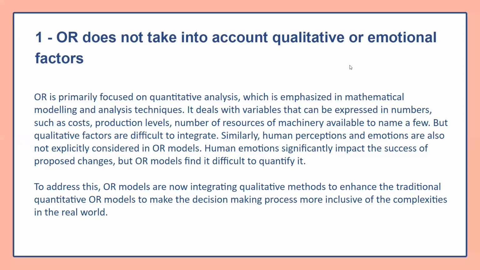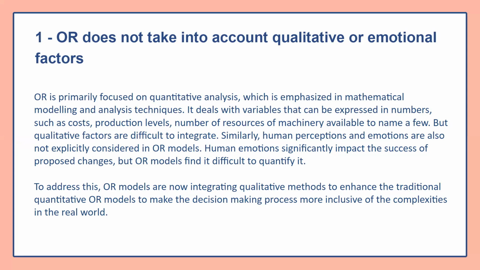Let's begin with the fact that OR models don't take into account qualitative or emotional factors, but only those factors which can be mathematically expressed in numbers, since they are used in mathematical modeling and analysis techniques. OR models take into account variables such as cost, production levels, number of resources of machinery available, etc. All of these factors have numbers associated with them.